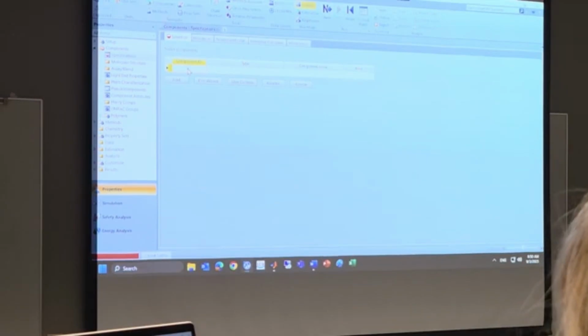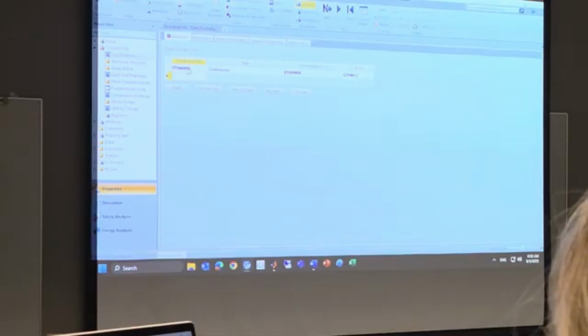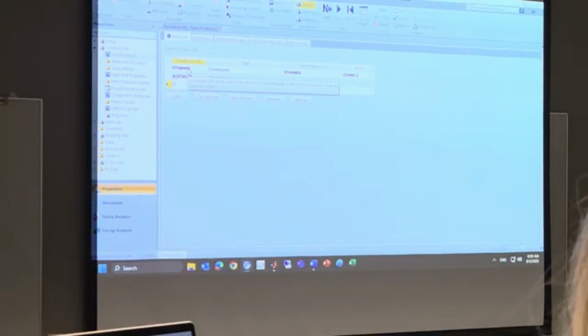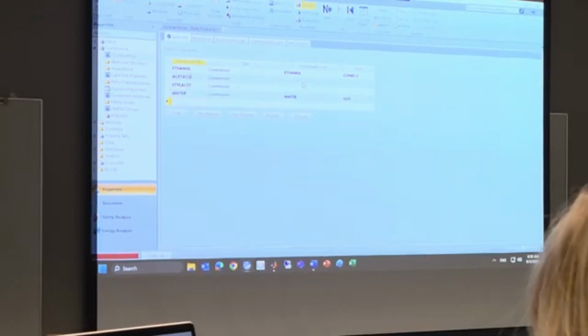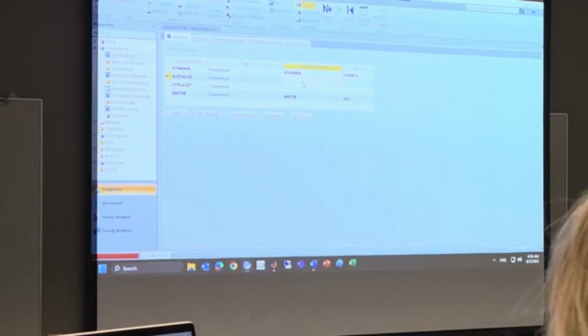What components do you have, Jace? Ethanol, acetic acid. Okay. Please continue. Ethanol and acetic acid are the inputs. We produce ethyl acetate and water. So the components will specify 4 different components.